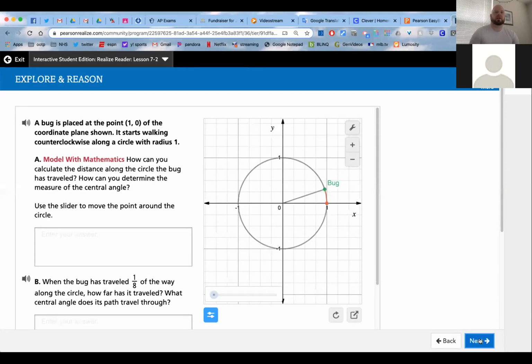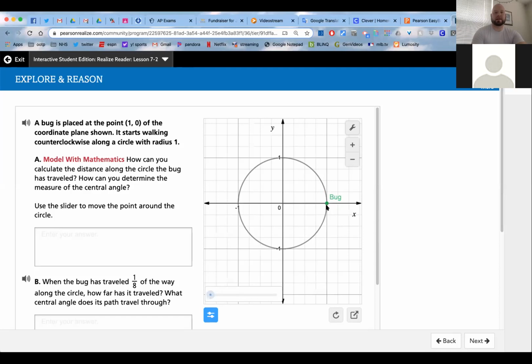our question says, a bug is placed at the point 1, 0 of the coordinate plane shown. And then it starts walking counterclockwise along a circle with a radius of 1. You can see right now in the graph that this bug's not actually at the point 1, 0. So I'm going to drag the bug down to the point 1, 0. Now the bug is sitting at 1, 0.